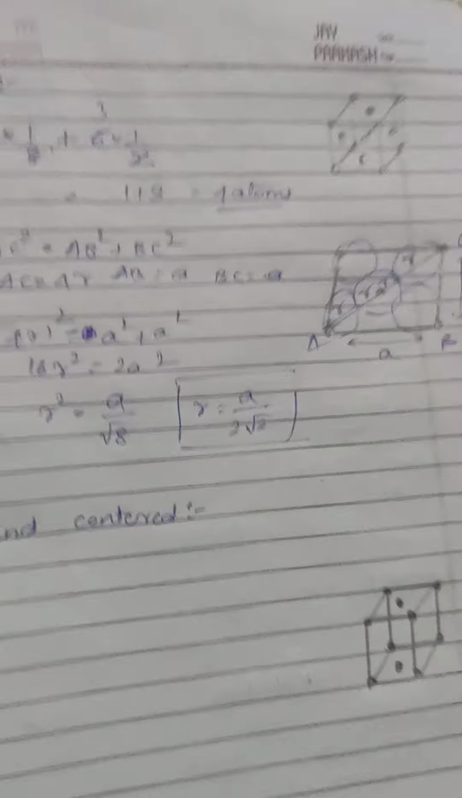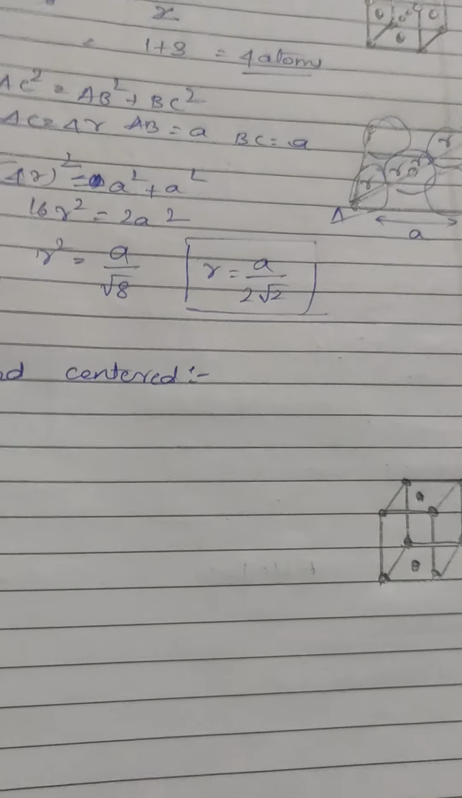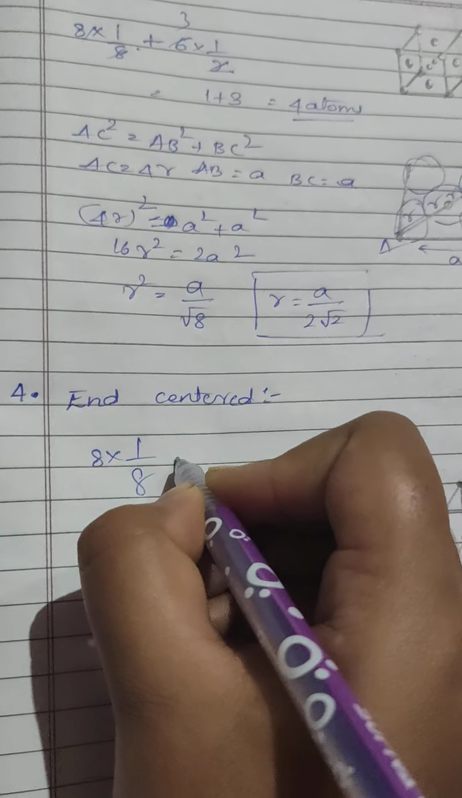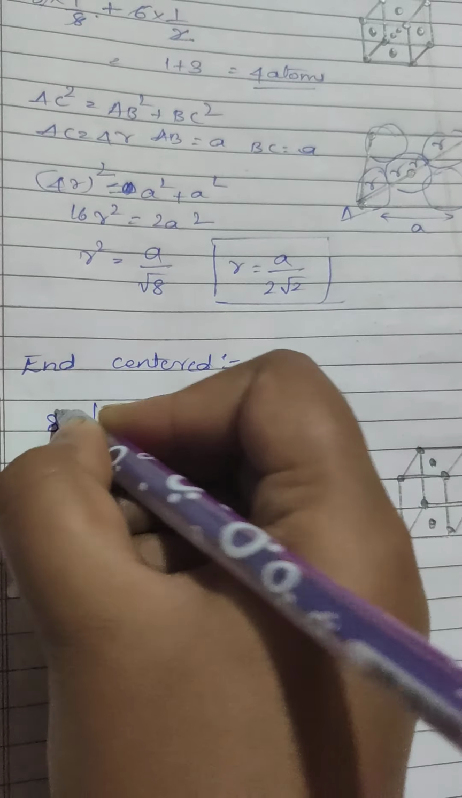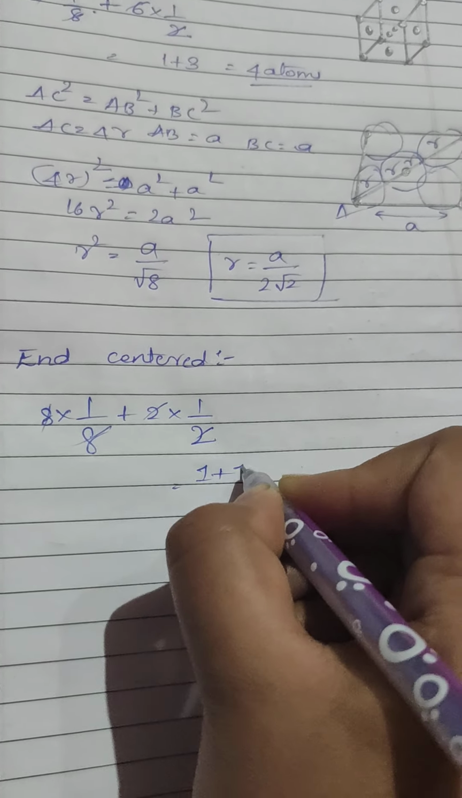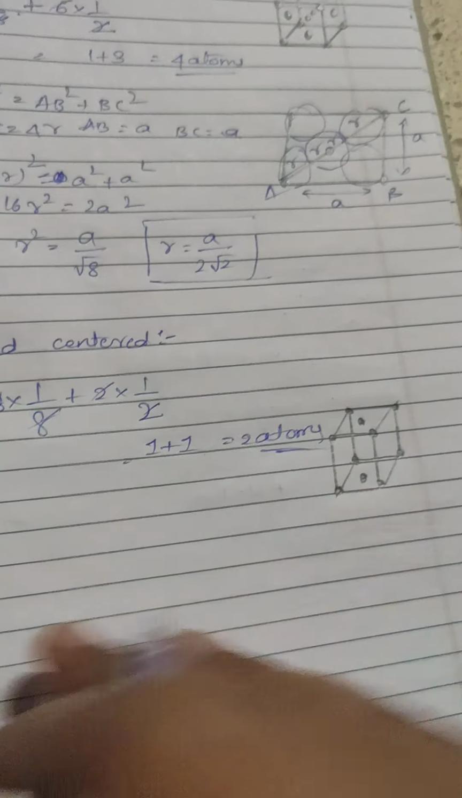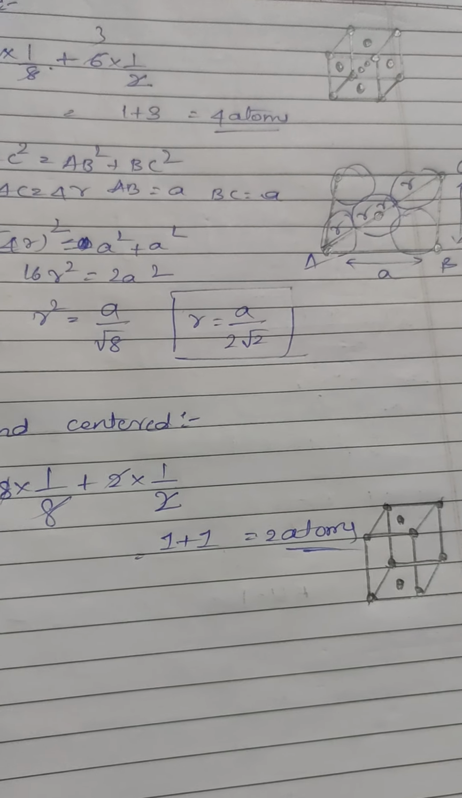Now let's calculate the number of atoms present in the end-centered unit cell. That is, the contribution of 8 particles will be 1 by 8 and 2 particles will be 1 by 2. So the number of atoms present will be 2 atoms. This was all about calculating the number of atoms and radius in the unit cell.